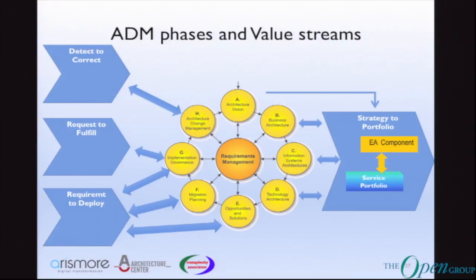So if we try now to understand the interactions that we can have between the four value streams and the ADM, of course we will find the same interactions between phases B, C, and D, as you can see here, and the strategy to portfolio value stream. So this is where we want all the services that are identified to be part of our service portfolio. When we are in phases E and F, this is probably more linked, it's not a one-to-one link, of course, it's not a one-to-one interaction.